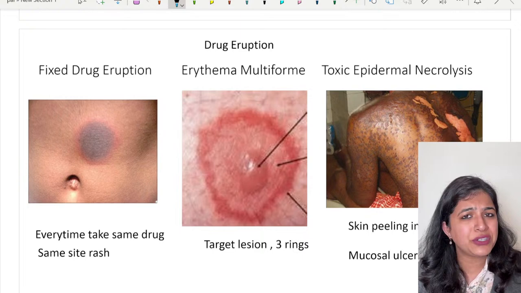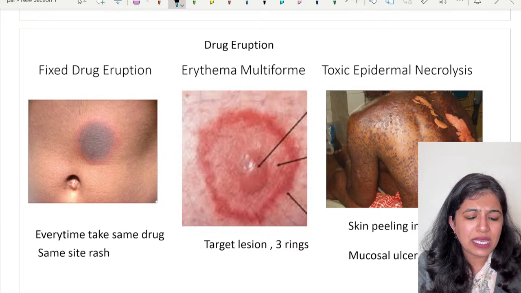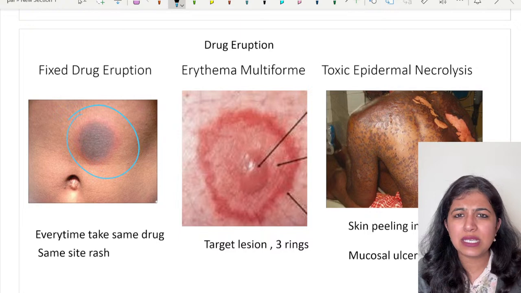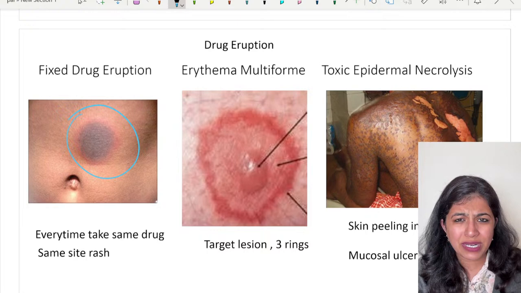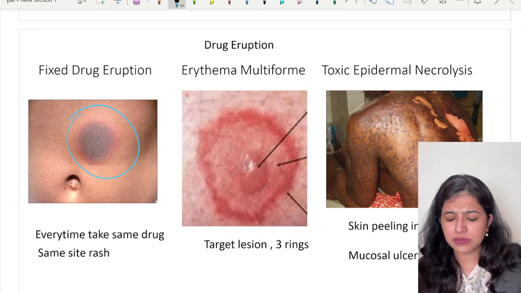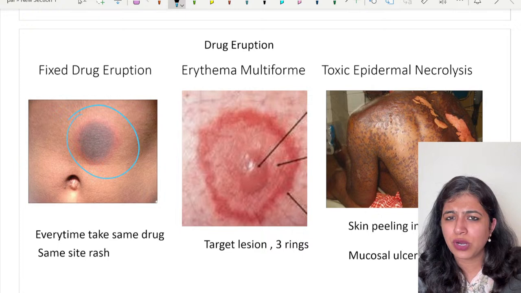If it is a single purple lesion, it is fixed drug eruption. Plus, the question may say there is a history of the patient having the rash at the same site every time they take the drug. So the drug is fixed, the site is fixed. This is fixed drug eruption.